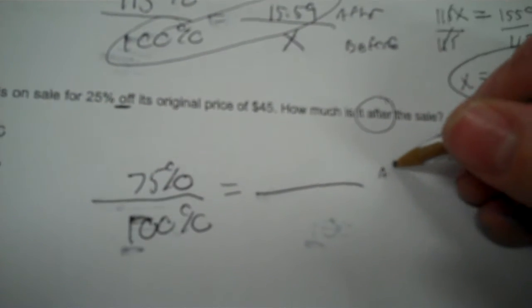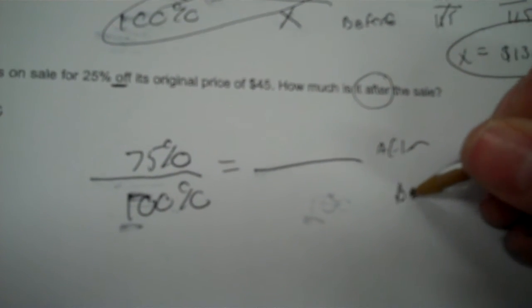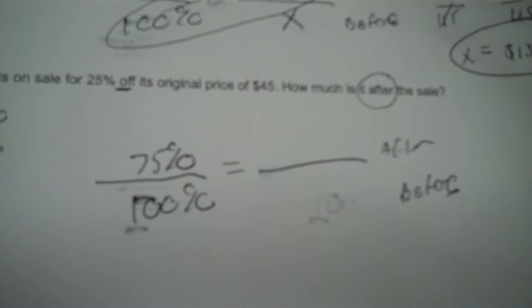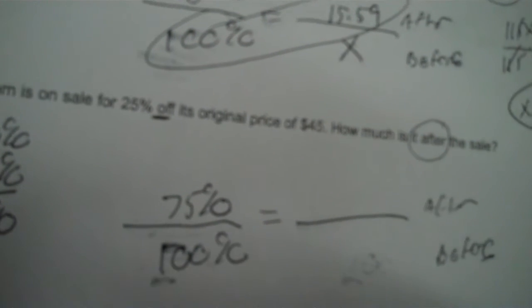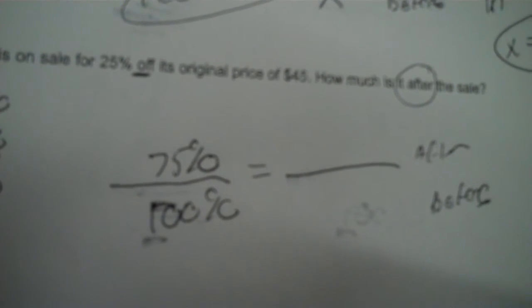Okay, and then it's always after, before. When you do an increase or decrease, that's how you need to think of it. You can't think of it as part whole. It won't make any sense. Or part total. My bad, part total.